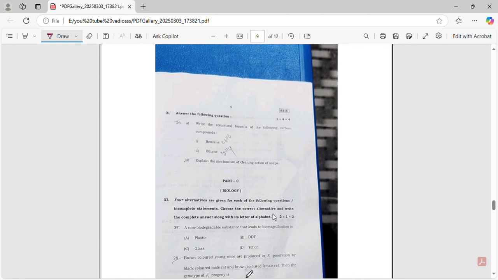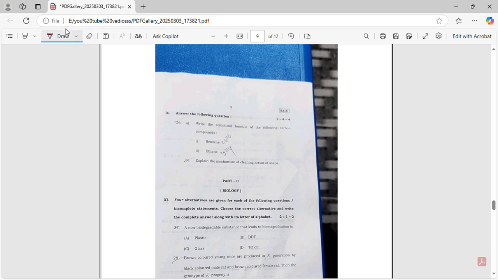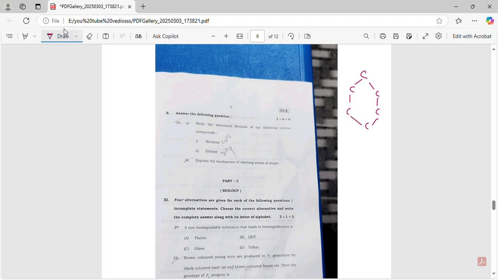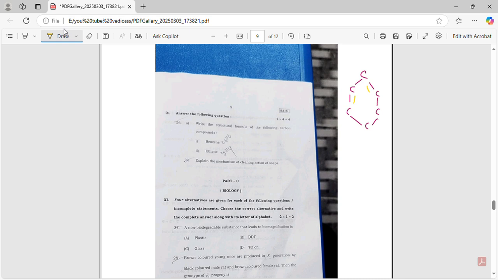Write the structural formula of the following. Very easy. C6H6. Ethyne is also very easy, a very simple structural formula. Okay, handwriting is not good, just manage it. I think you are getting the concept. This is carbon. Alternate double and single bonds you can give here. Everywhere a single hydrogen, if you give, your job will be done.